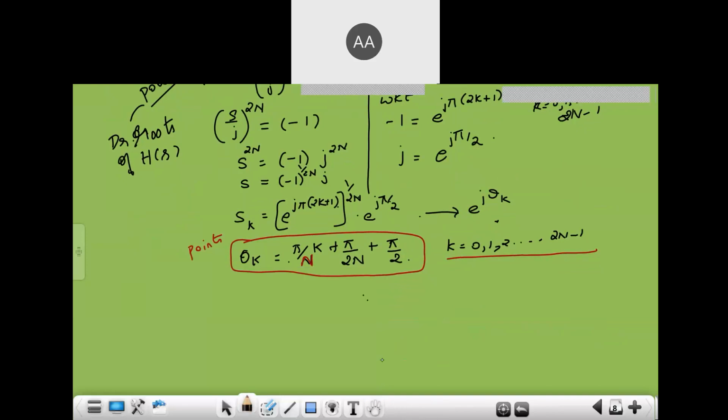Suppose the order of the filter, n value, is 2. What happens? k will vary from 0, 1 until how much? Until 2 into 2, 4, minus 1, that is 3. 0, 1, 2, 3. So in the denominator, you will have totally how many roots? You will have 4 roots. That means you will find theta 1, theta 2, theta 3, theta 4. Substitute values in this expression: substitute n equal to 2, and k equal to 0, 1, 2 and 3.